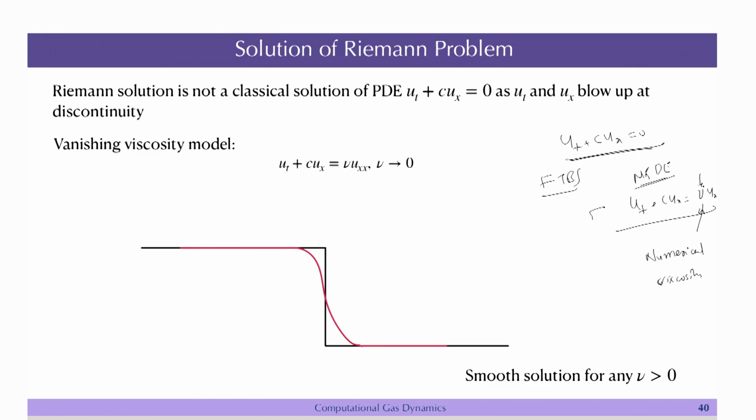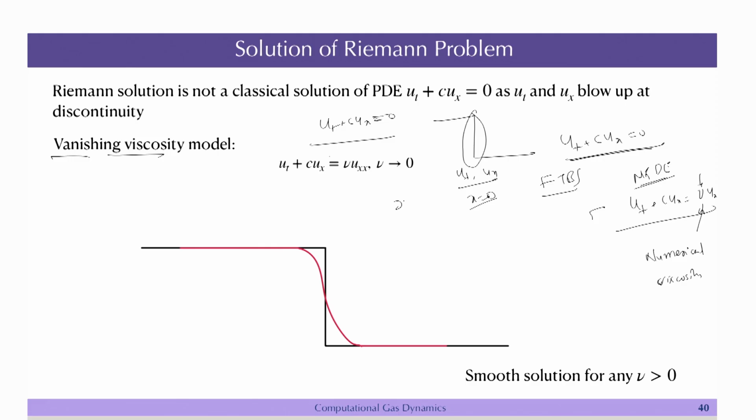So, we are able to solve this problem because we use something called the vanishing viscosity model, which is basically, instead of solving the problem u_t plus c u_x equal to 0, we cannot solve it numerically for this condition. The reason for that is both u_t and u_x are undefined at the discontinuity at x equal to 0.